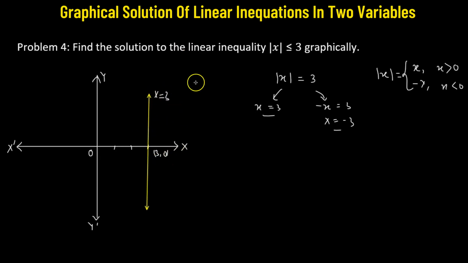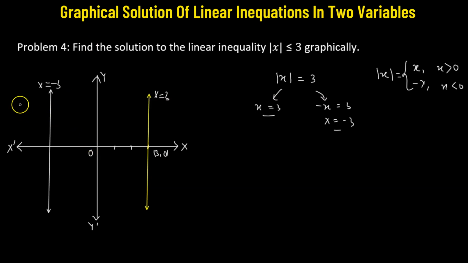Similarly, we can sketch the line x equals -3. That's a straight line which passes through x equals -3. We have the second line, x equals 3. Now this time, instead of having two regions, we have three regions.